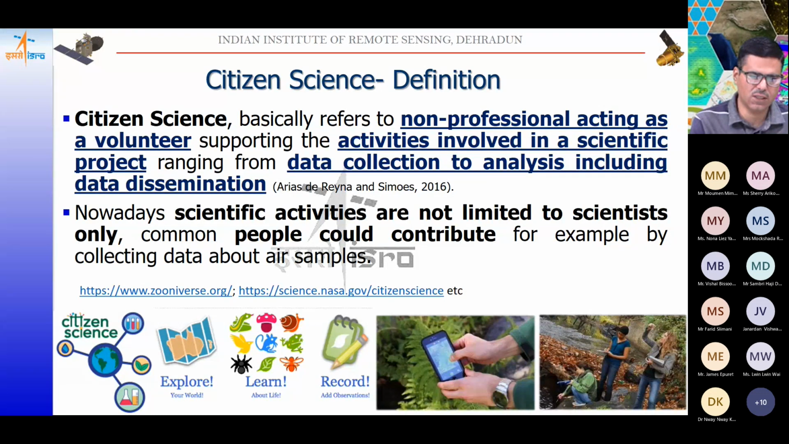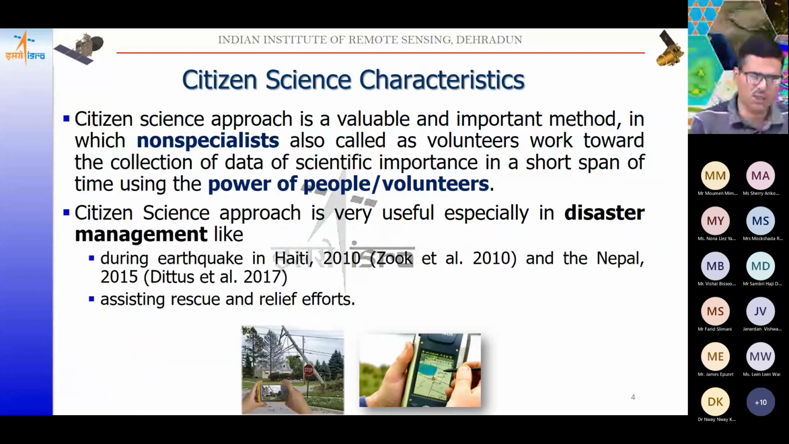The important thing is that scientific activities that were initially limited to scientists only can now be undertaken at a vast level using volunteers, people on the ground, who could help us at various levels, not only in data collection, but also in the analysis and other phases of a science project. It is a very important and valuable method in which non-specialists, non-professionals, who are working purely on a volunteer basis, assist the scientific endeavor.